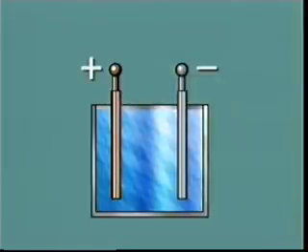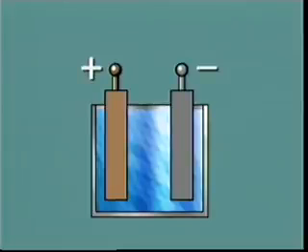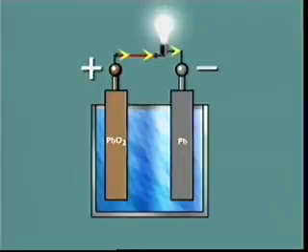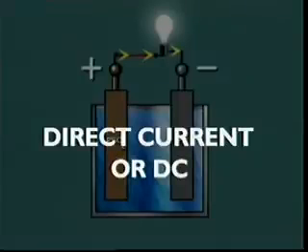Negative ions in solution are attracted to the positive plate, and positive ions to the negative plate, and a chemical reaction can occur. In a lead-acid battery, the electrical and chemical differences between the sets of plates creates a potential difference which makes the current flow in a circuit. It flows in one direction only, so it is called direct current or DC.